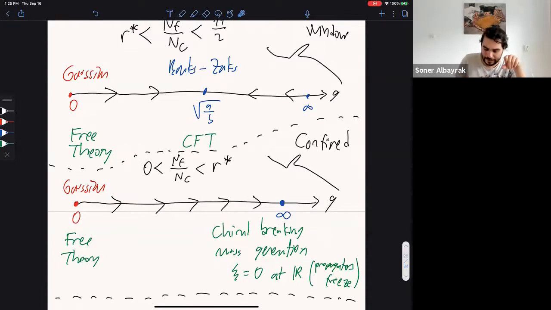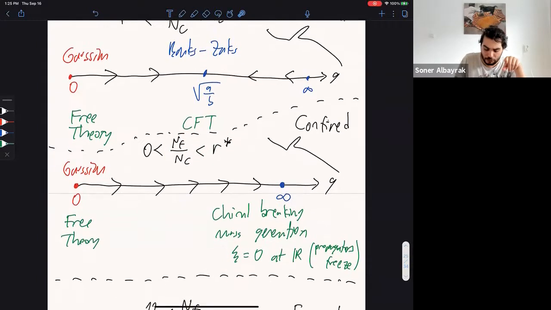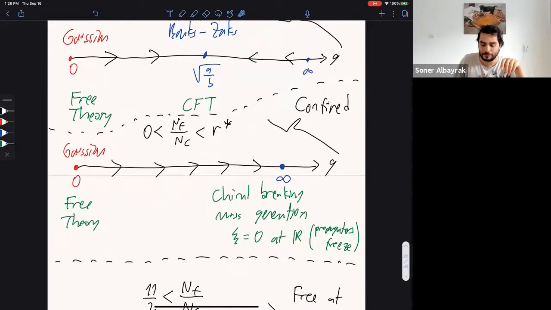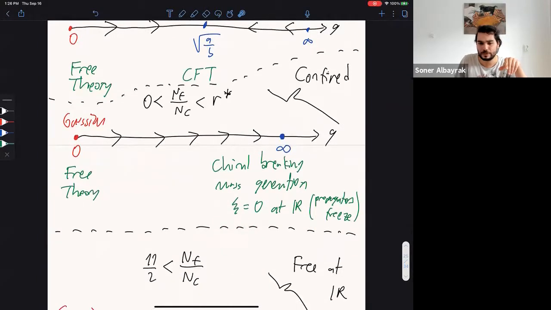This is indeed the case if NF over NC is below the critical ratio. In that case, I no longer have the Banks-Zaks fixed point, and the Gaussian fixed point is again unstable. There's a flow away from it, and I go to another fixed point. We don't know where, possibly at infinity. And there is chiral symmetry breaking, there is mass generation. And since there is mass there, the theory is actually topological. This fixed point is topological because the correlation length would become 0 in the IR. So it wouldn't be infinite.